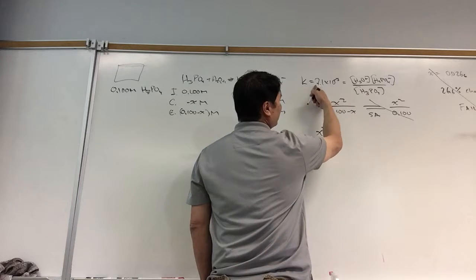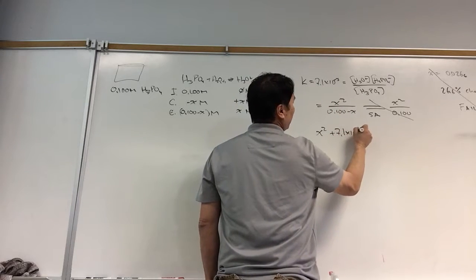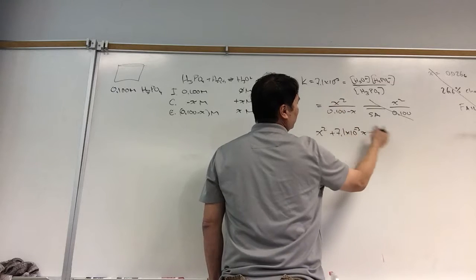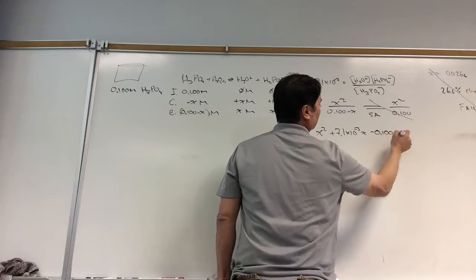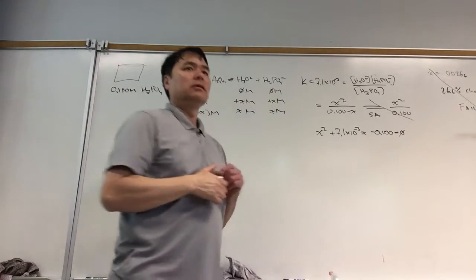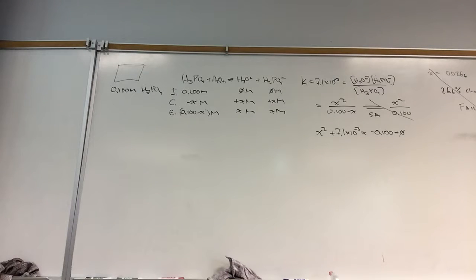So this is going to be plus 7.1 times 10 to the minus 3 x minus 0.100 equal to 0. I tried that on a big K and I got really messy numbers. If K is equal to 190, for example, and I do the quadratic, I get really messy numbers.